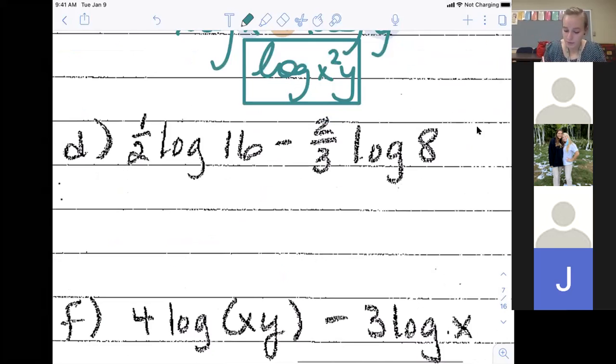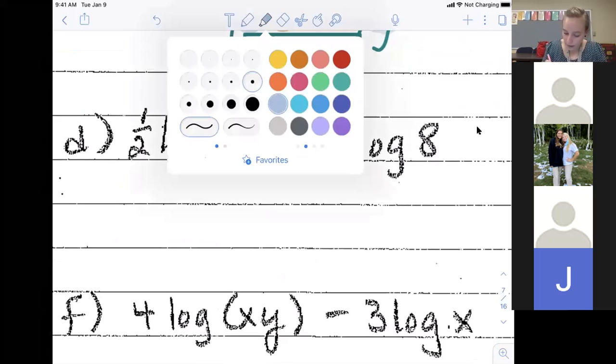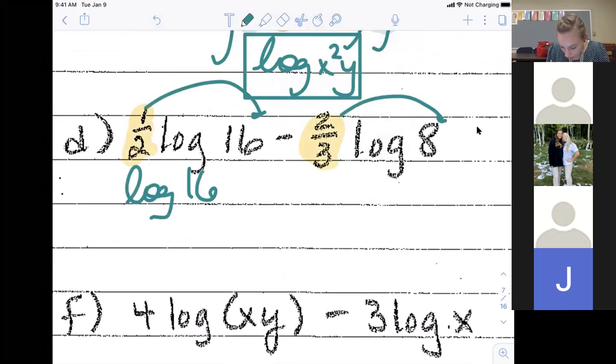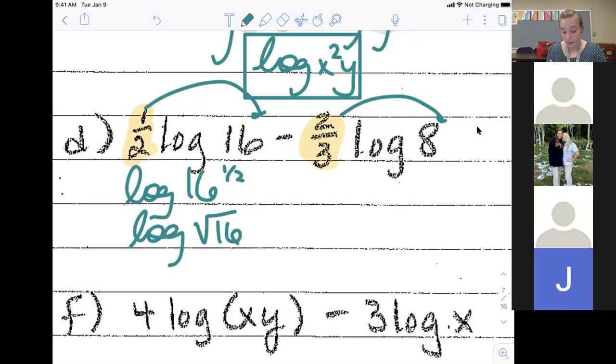Let's do our exponents first. So I've got 1/2, so I'm gonna do 16 to the 1/2, and I've got 2/3, so I'm gonna do 8 to the 2/3. We're just gonna do one at a time. 16 to the 1/2 is the same thing as root 16. And we know the square root of 16 is just 4.